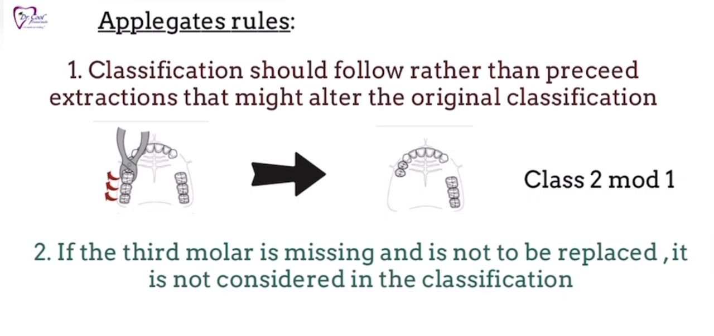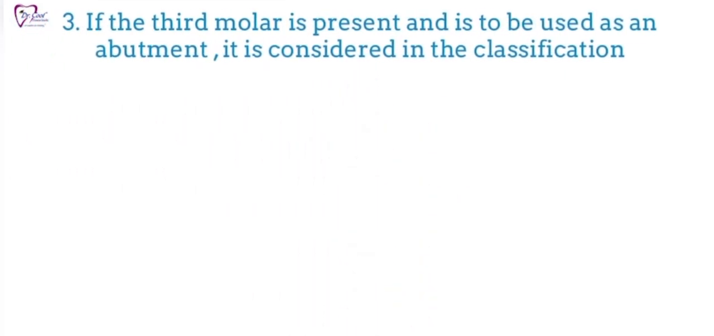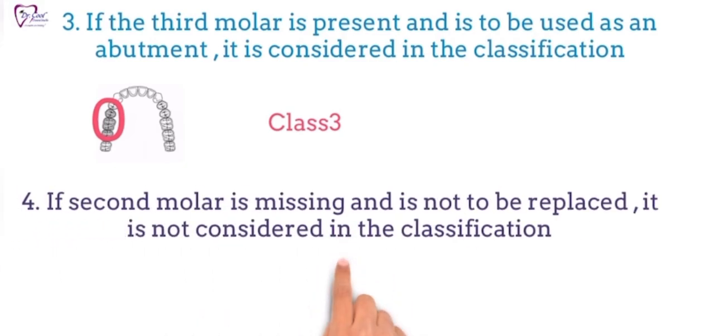Okay. Second rule, if the third molar is missing and is not to be replaced, it is not considered in the classification. Coming to third rule, if the third molar is present and is to be used as an abutment, it is considered in the classification. Imagine the marked portion is missing and the third molar is present, then the classification is class 3.